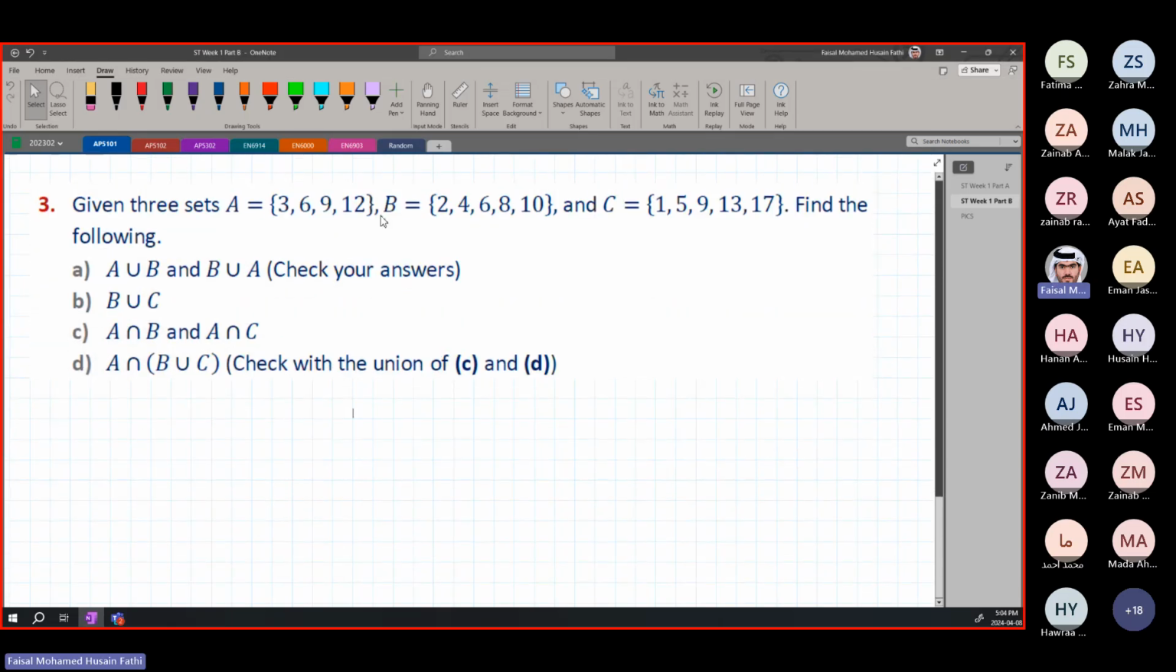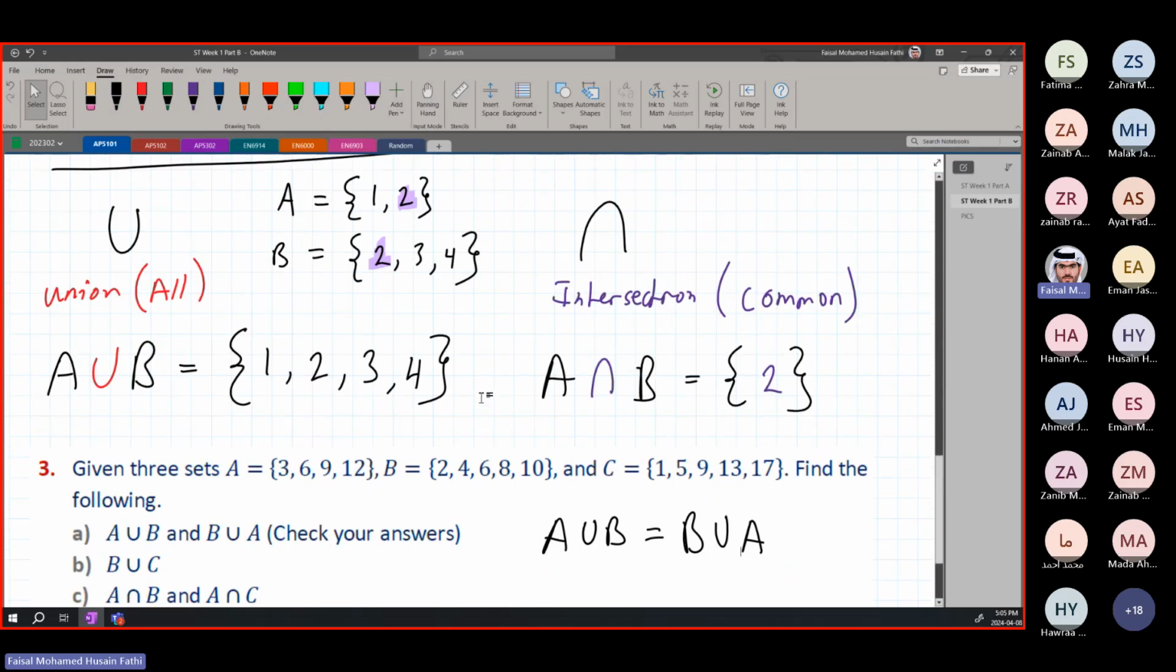So here we're given 3 sets, A, B, and C, all have their own numbers. Find the following. So we want to find A union B and B union A. Obviously, A union B is going to be equal to B union A. They are the exact same thing. Instead of saying you're combining A with B, you're going to write B first and then A. So what it would look like is this: B union A, and like the example above, it's going to be 2, 3, 4, 1. Then a 2 is already written. So it's the same thing, just the order is changed. But they are equal sets because order does not matter inside of sets.